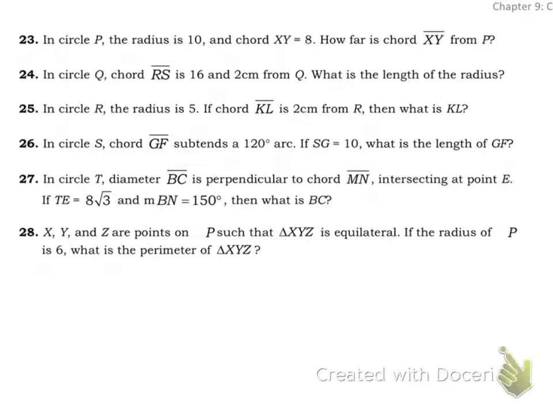All right, 28 says X, Y, and Z are points on circle P, such that triangle XYZ is equilateral. So all they're saying is take a circle, put an equilateral triangle inside of that guy. We'll do our best we can. That doesn't look equilateral at all. We'll say that's equilateral. So this length is equal to that length is equal to that length.